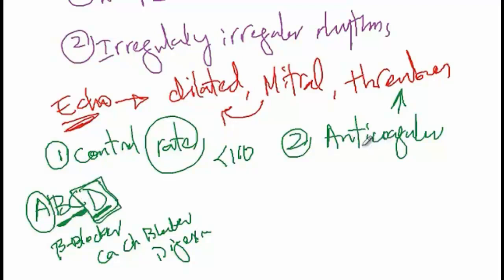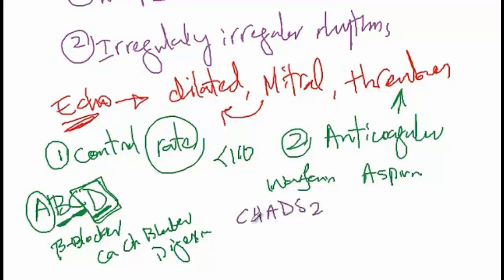And then for the anticoagulation, you can use warfarin or aspirin. Warfarin decreases the chance of stroke by about 70%, while aspirin decreases it by 20%. Now, which one to use in your patient? For that, you will have to use something called the CHADS-2 score.